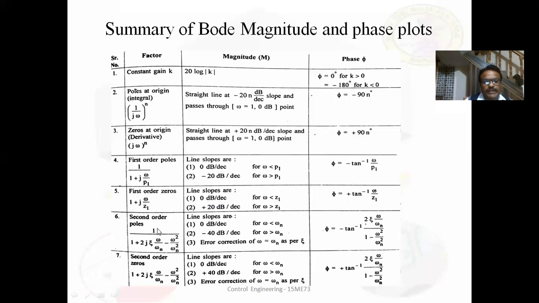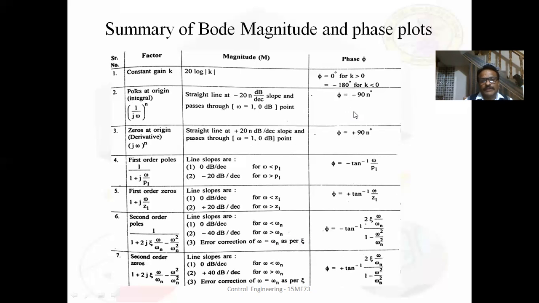Then second order pole: 1 by 1 plus 2j zeta omega by omega n minus omega square by omega n square. Then the line slopes are 0 dB per decade for omega less than omega n, and minus 40 dB per decade for omega greater than omega n. Error correction for omega equal to omega n as per the zeta.